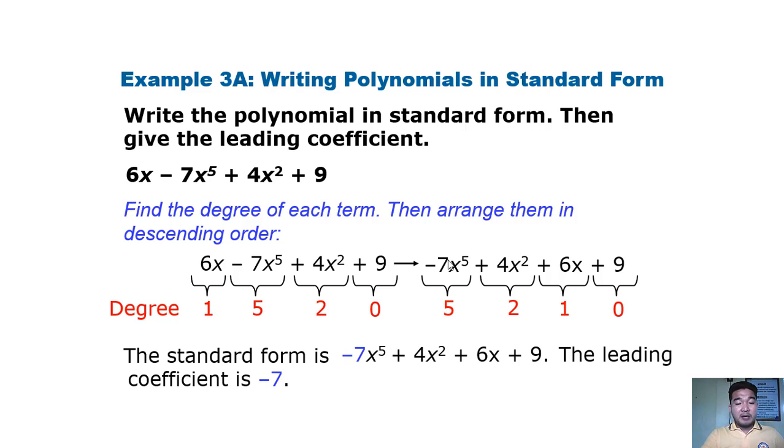The standard form is negative 7x to the fifth plus 4x squared plus 6x plus 9, and the leading coefficient is equal to negative 7. Ganun lang siya kasimple, ano? Yung pagsusulat ng polynomials into standard form, lagi lang nating sisimulan doon sa term na may pinakamataas na degree or may pinakamataas na exponent. And then, para makuha mo yung leading coefficient, kailangan naka-arrange na siya.